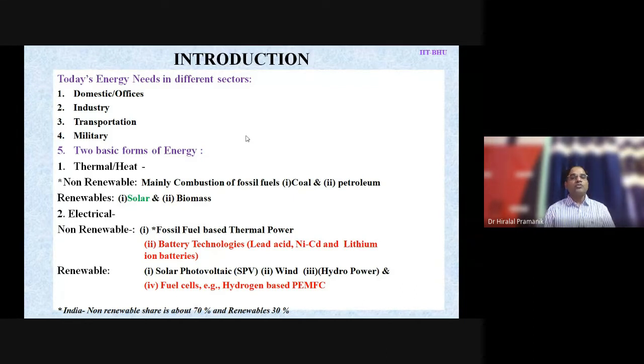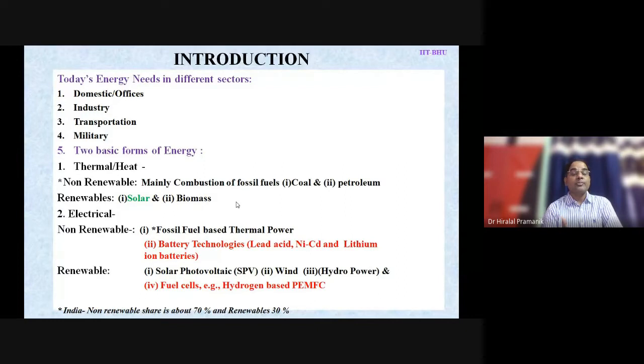And what are the basic forms of energy? There are various forms of energy, but two basic forms are very popular and widely used. Those are thermal or heat energy, and second, electrical energy. Heat energy is extracted from both renewable and non-renewable sources. Non-renewable mainly consists of coal and petroleum. We burn coal and petroleum, maybe liquid fuel as well as gaseous, and you can extract heat energy. And renewable is solar and biomass.